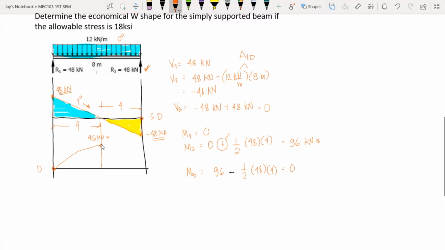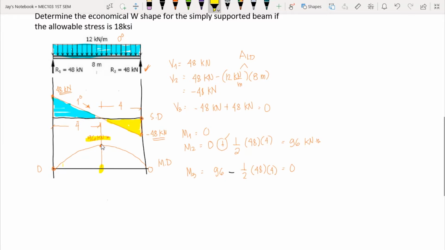So again, in order to check whether your shear diagram and moment diagram are correct, you should end with a 0 moment or a 0 shear respectively. So this one is 0. So that's our moment diagram. Now take note, our maximum moment here is 96 kilonewton meter. So the critical point in our beam is at the midspan, because that is the location of our maximum moment. So in order to determine the desired cross-section, we now compute for the section modulus.